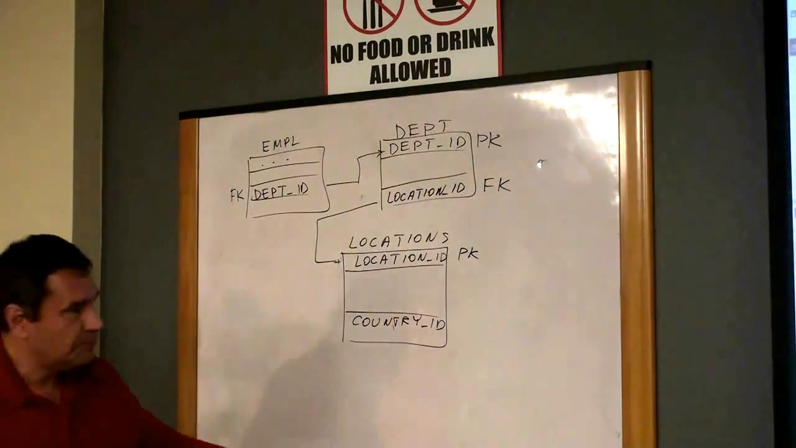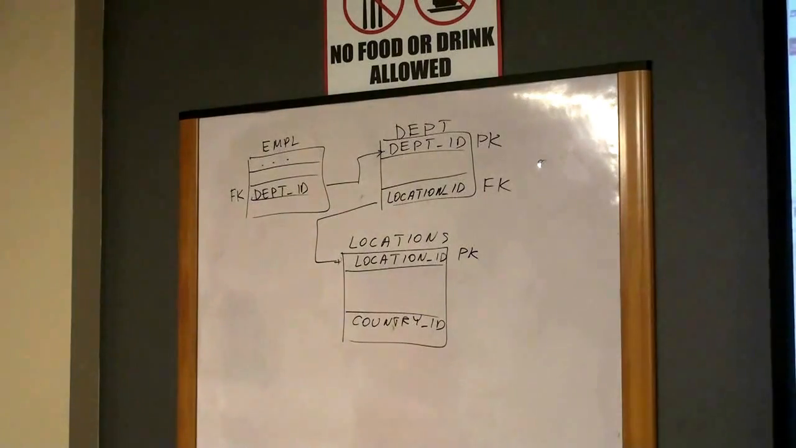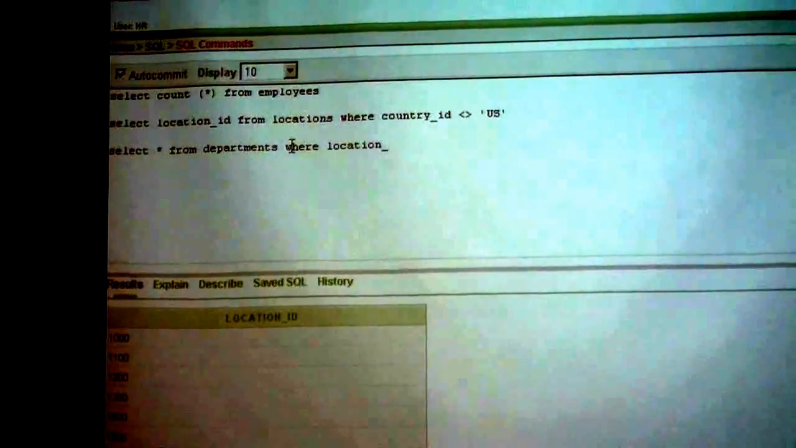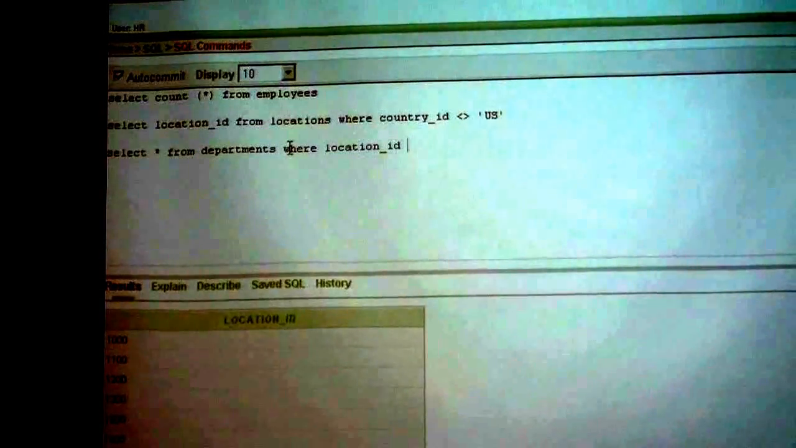So now we start from the backwards. We start from here, and I already have that statement. I'm saying select all location IDs from locations where country ID is not US. So if I execute this statement, I will get some values, which I'm not interested in right now because I know that I can retrieve them at any moment. Now, next statement, select stuff from departments. I have to say where location ID.